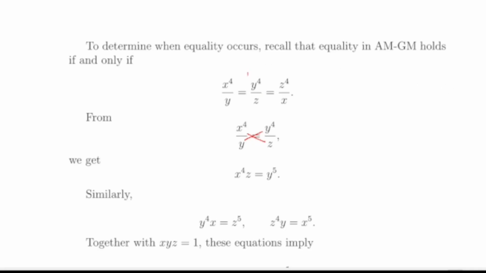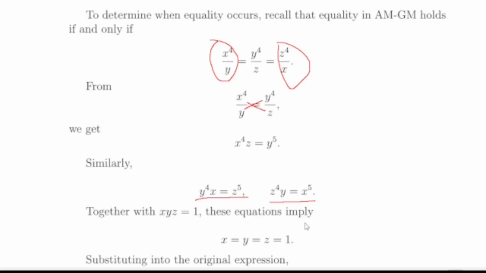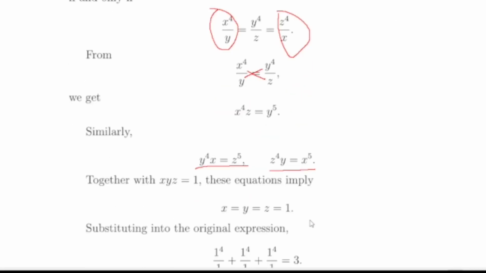at these two to get y to the fourth x equals z to the fifth. And then finally, we can look at the first and the last, this one and this one, to get this one. So we get those 3 equalities, and with xyz equal to 1, these equations imply that x equals y equals z equals 1. So let's go into a little bit more detail on why.